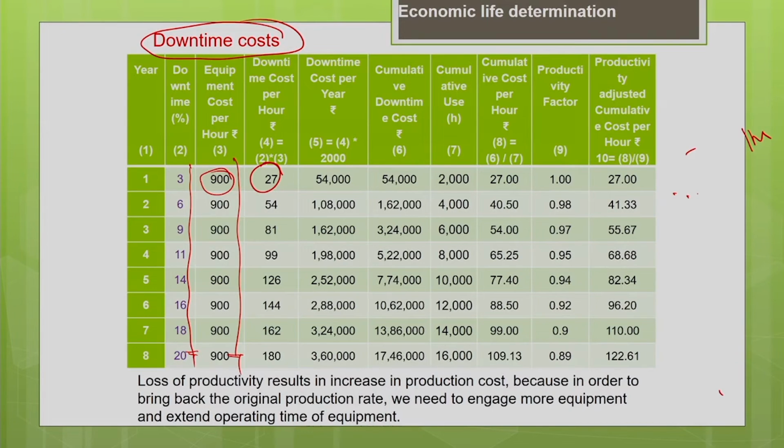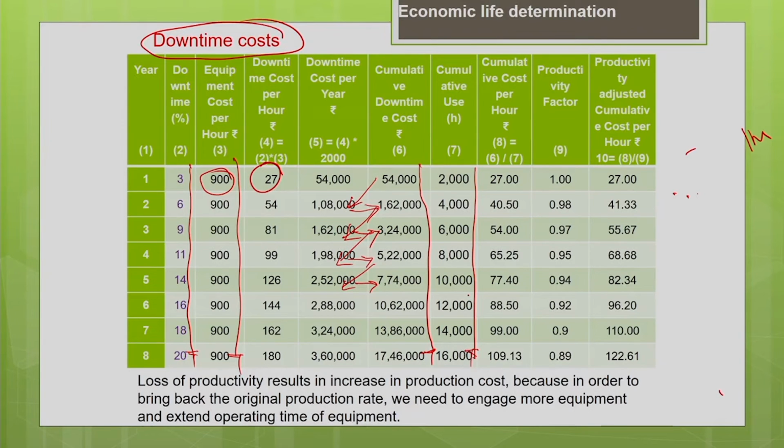Now you find the cumulative downtime cost. Everything is done on cumulative basis. So find the cumulative downtime cost by adding it. So 54,000 plus 1,08,000 gives you 1,62,000. 1,62,000 plus 1,62,000 gives you 3,24,000 for the third year. So like that you keep on adding it, you will get the cumulative cost. So now you know the cumulative usage, every year it is going to be 2000 hours, you add it.